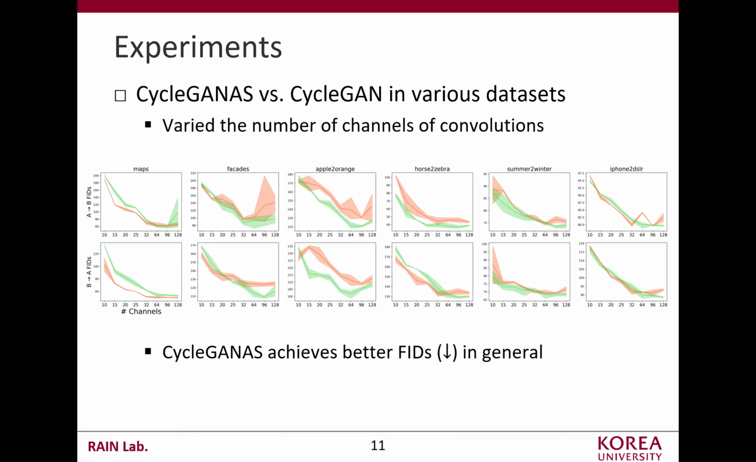So we varied the number of channels of convolutions. You can see the x-axis is the number of channels, and the y-axis is the FID, which is an evaluation metric for the quality of images. The lower the FID, the better. The green one is CycleGAN-S, and the red one is the original CycleGAN. You can see that in most data sets, CycleGAN-S outperforms CycleGAN.